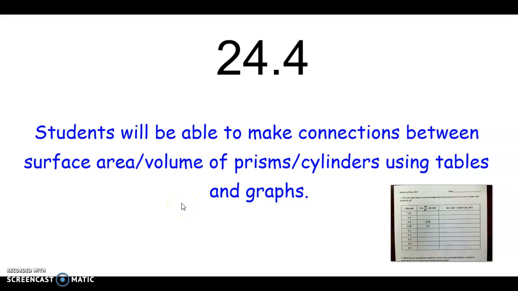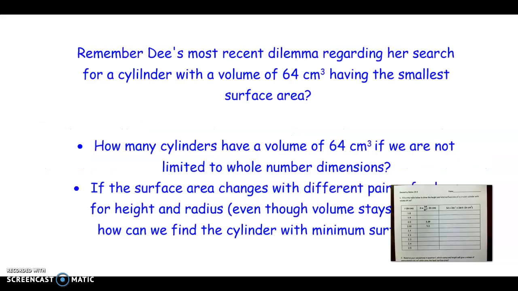All right, this is the fourth block of topic 24. In this lesson, we're going to be able to make connections between surface area and volume of prisms and cylinders using both tables and graphs. So remember Dee's problem we've been looking at recently for her search for a cylinder that has a volume of 64 cubic centimeters, but that has the smallest possible surface area.